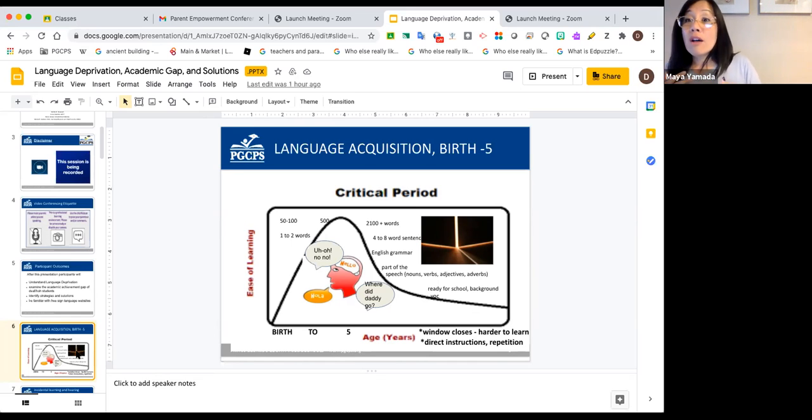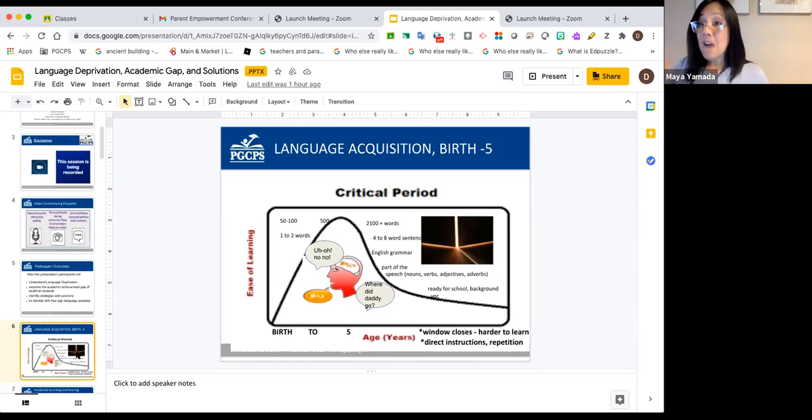But when they turn 1, they start picking up and copying the way you use language. And then they start to utter 1 word, 2 words, speaking in short sentences. So by the time they're 2, they may have acquired 50 to 100 words. And then by the time they're 3 years old, they may have a vocabulary of 500 or more words. And it depends, everybody's different. So that may be the average amount of words that a 3-year-old will have acquired by the age of 3.